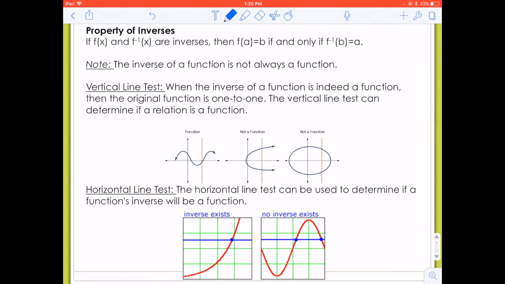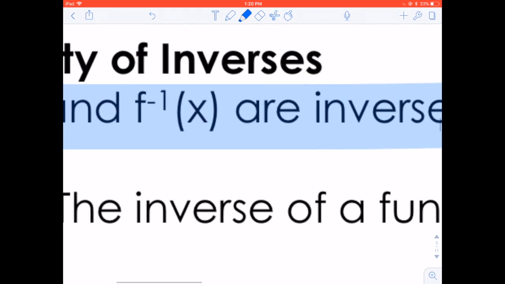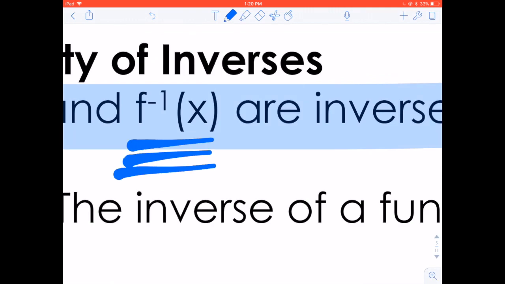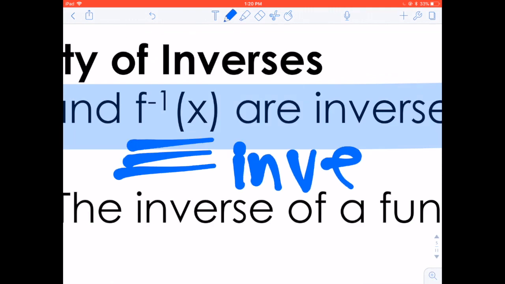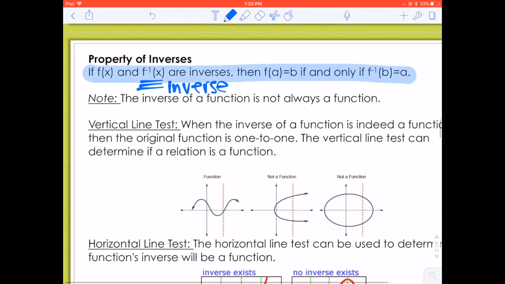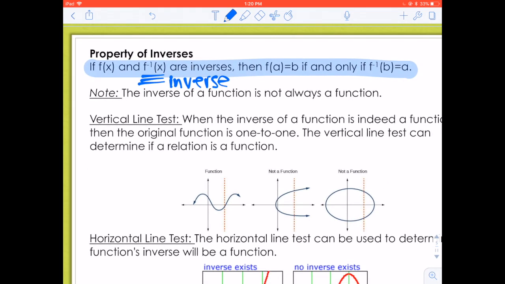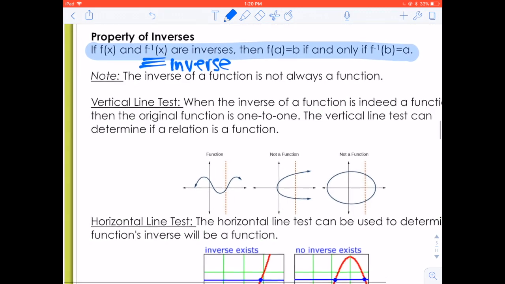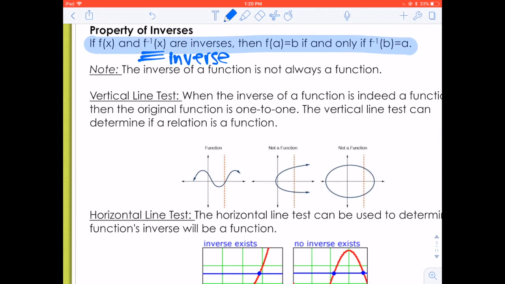All right, so there are a couple properties of inverses. Here's just a mathematical term: if f of x and f negative 1 of x. Again, this f negative 1 of x means inverse. The negative 1 does not mean fraction, it means inverse. Then f of a equals b if and only if the inverse of b equals a. What's important to know is that the inverse of a function is not always a function itself.